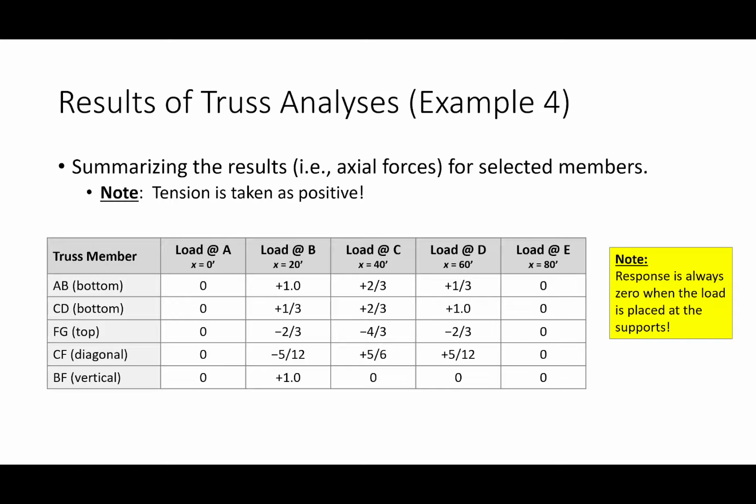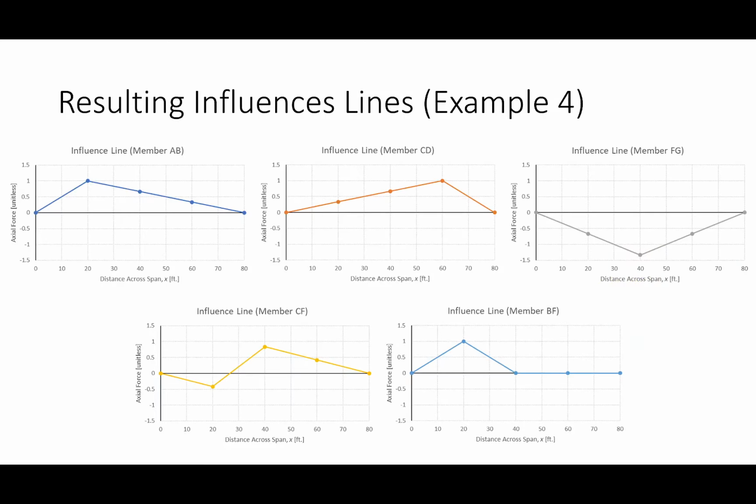Member AB and member CD are on the bottom of the truss. Member FG is on the top. The diagonal is CF. BF is a vertical member. The reason I'm showing you that is there's very specific shapes of the influence lines dependent upon the type of member that you're looking at. So let's look at those. Member AB and member CF. Let's take a look at member AB.